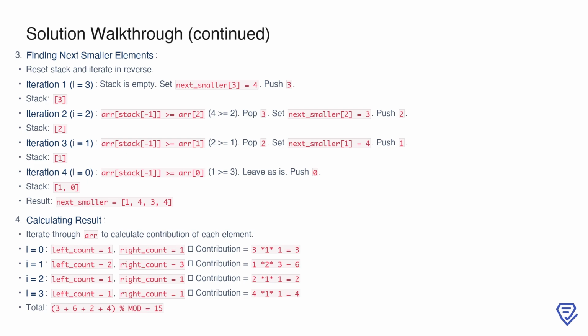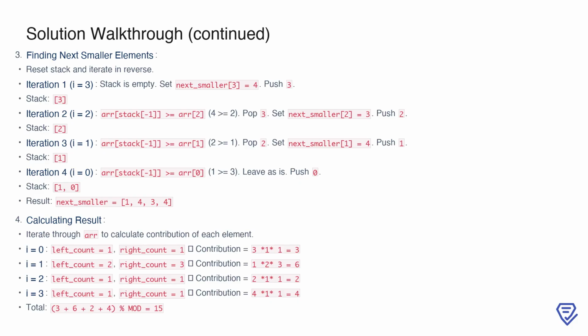With both prev_smaller and next_smaller computed, we can calculate the contribution of each element to the sum. For each index i, we determine left_count as the number of subarrays ending at i where i is the minimum, and right_count as the number of subarrays starting at i with i as the minimum.